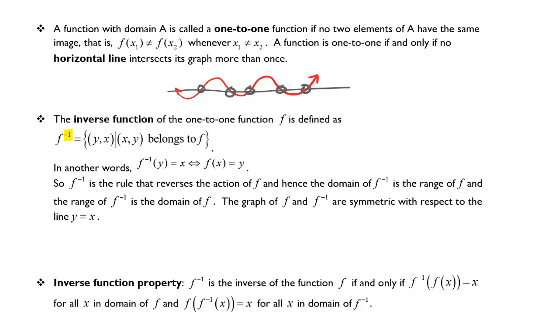So f inverse is the rule that reverses the action of f. I know we don't use that word that often, but because of this, the domain of f inverse is the range of f, and the range of f inverse is the domain of f. The graphs of f and f inverse are symmetric with respect to the line y equals x.